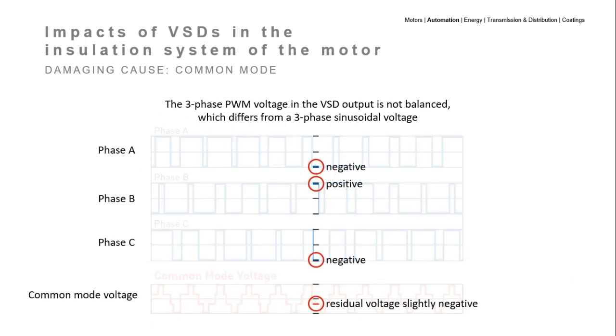Another motor damaging cause is the common mode voltage and, as a consequence, current. The three-phase voltage supplied by the PWM inverter, differently from a purely sinusoidal voltage, is not balanced. In other words, due to the inverter stage topology, the vector sum of the instantaneous voltage of the three phases at the inverter output does not cancel out, and it results in a high-frequency electric potential relative to a common reference value, usually the earth or the negative bus of the DC link. It is from there that the name common mode comes from.